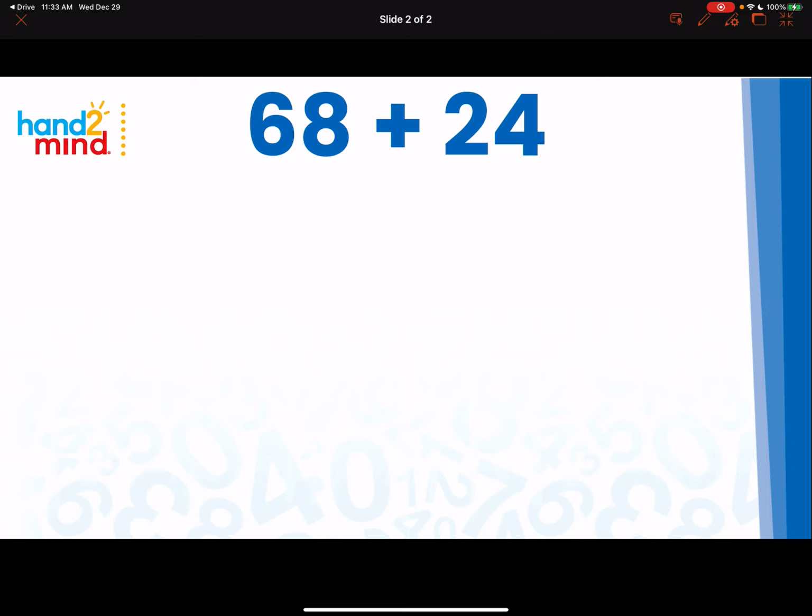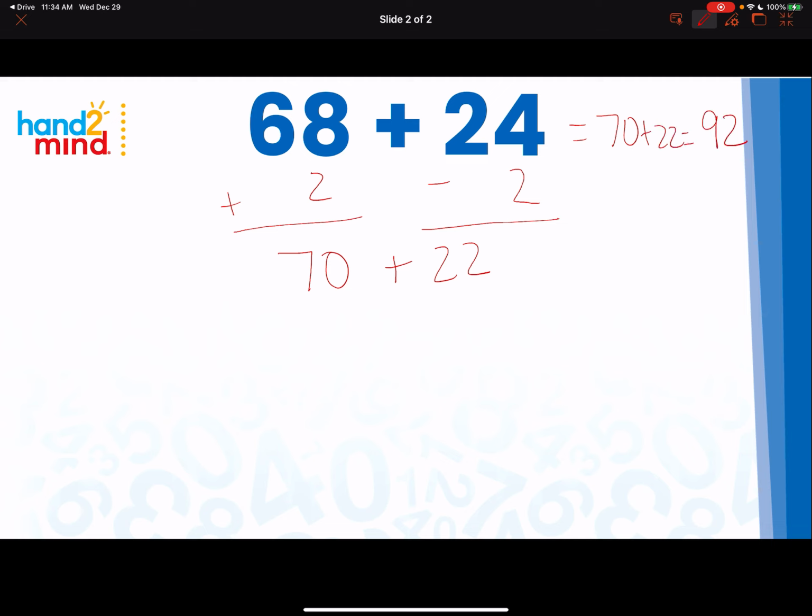So, using give and take might look like this. They might say, you know what, I took 2 from 24, and I gave 2 to 68, and now I have a friendlier problem like 70 plus 22, which is much easier to solve for me, which is 92. Those numbers are friendlier than 68 and 24. That is called give and take. So I'm taking and I'm giving, or I'm giving and I'm taking.